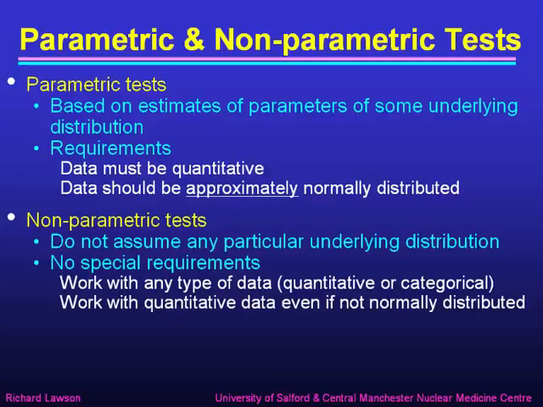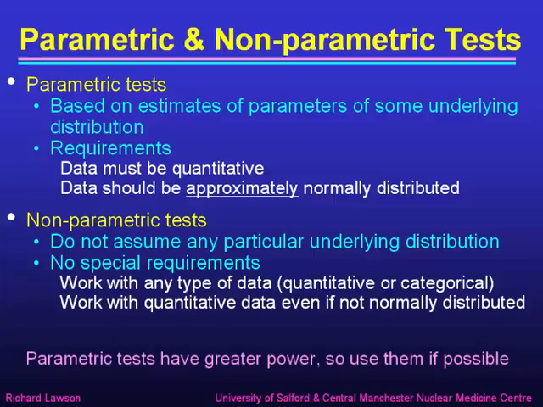Alternatively, we can use non-parametric tests that do not assume any particular underlying distribution. So we don't need a parameter to parameterize the distribution. There are no particular requirements, in fact. It will work with any sort of data. It can be quantitative or categorical. It will work with quantitative data even if it's not normally distributed. So non-parametric tests are much more general than parametric tests. However, parametric tests have a greater power, so if possible we should use parametric tests rather than non-parametric tests. But in the following lectures I will try to include examples of both.